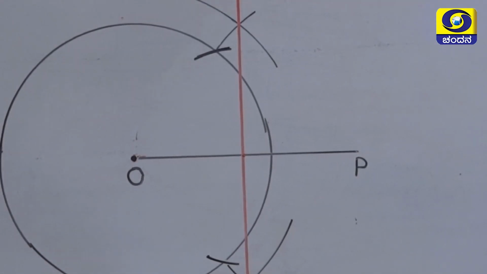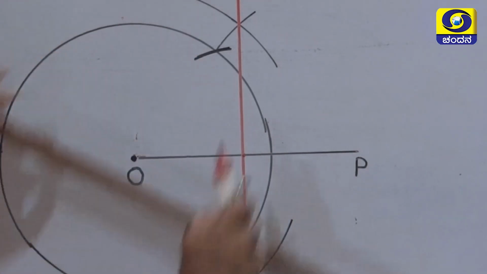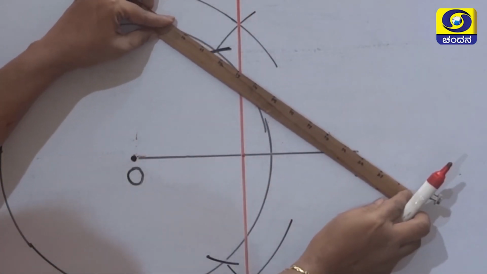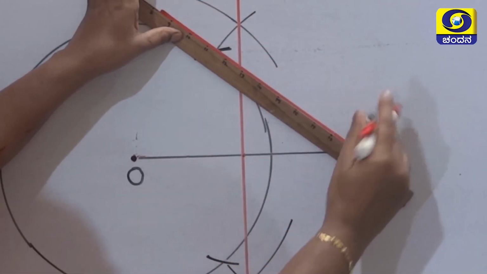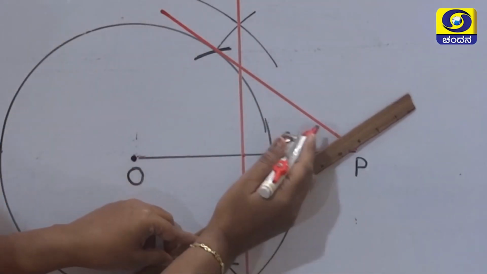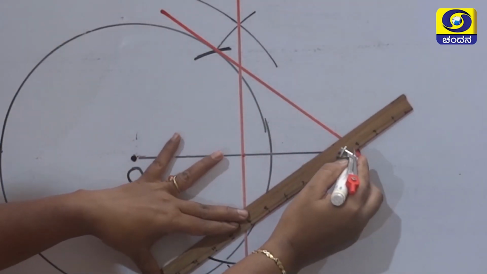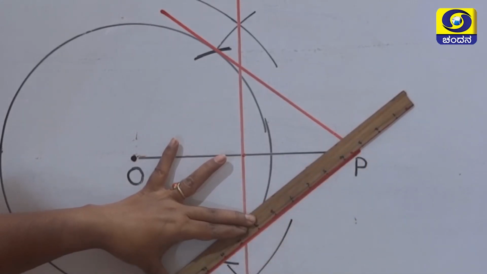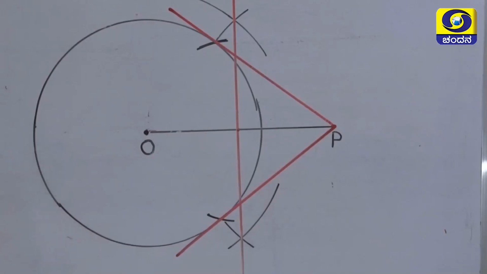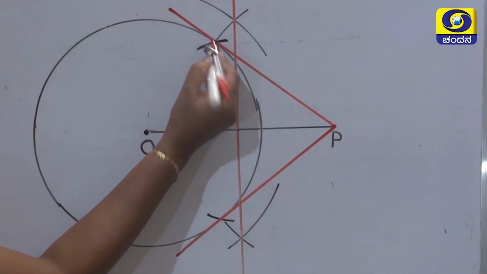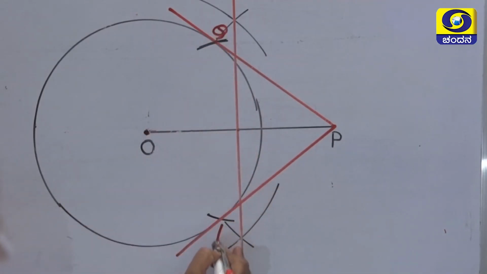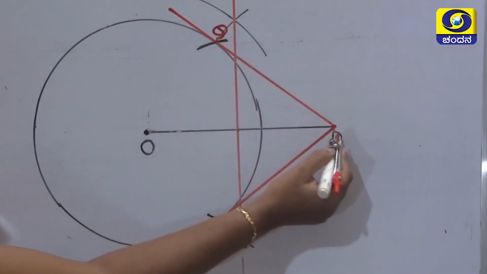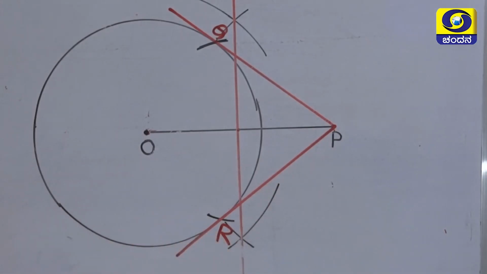Now draw the lines starting from P, passing through these arcs. Similarly, draw one more tangent from P to the lower side of the circle. If you want, you can join this point to the center, and give some names, P, Q, R. Now PQ and PR are the tangents.